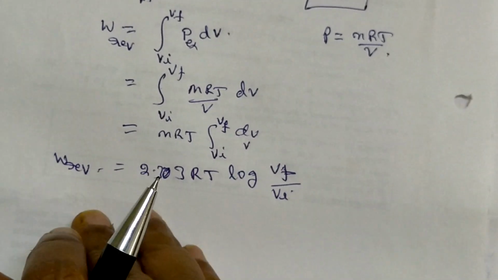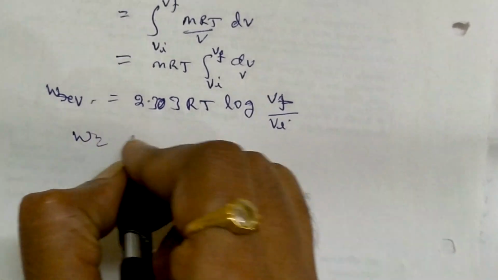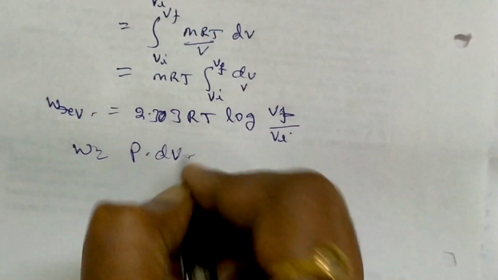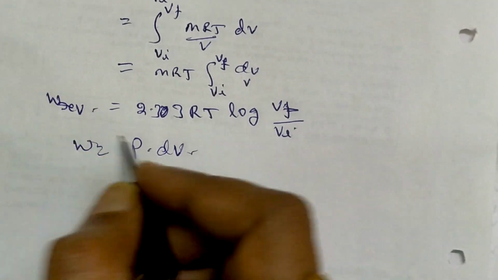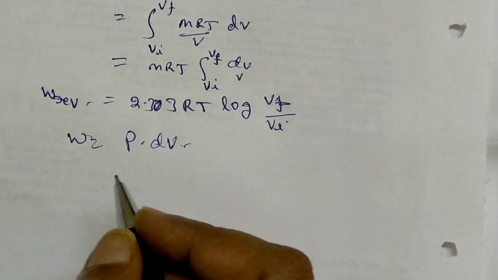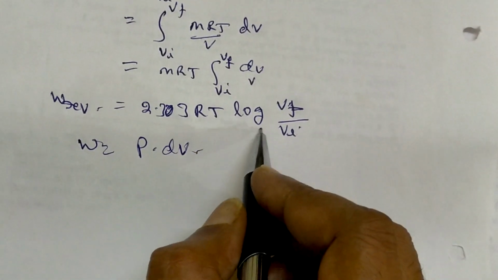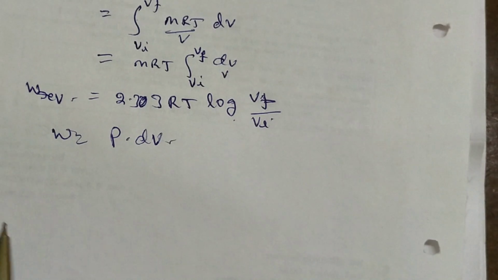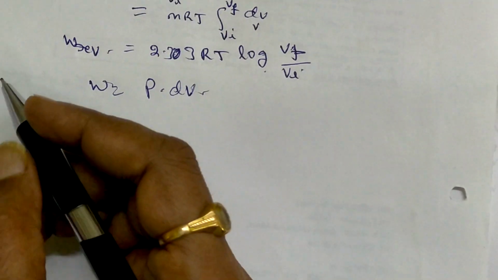If it is irreversible, then work is simply P delta V. If it is a reversible one, it is 2.303 RT log of Vf by Vi. Now, here we are giving some more information.